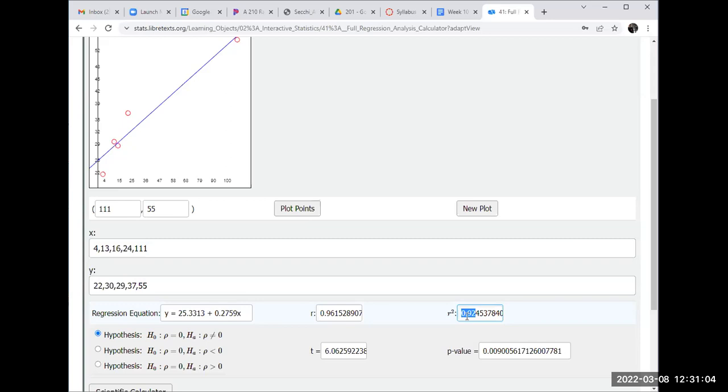Okay. Does it always decrease? No, because if R is 0, R squared is also 0, right? So if the two variables have nothing to do with each other, then knowing one isn't going to tell you anything about the other, and there's no decrease.